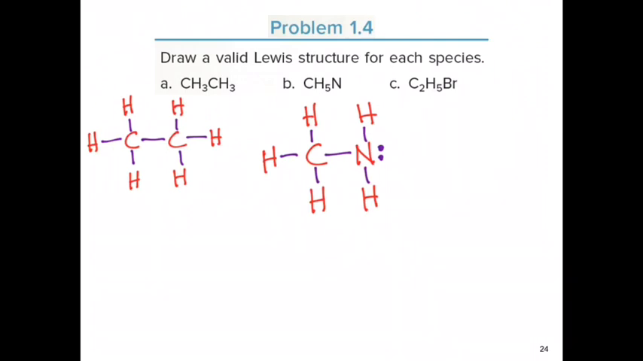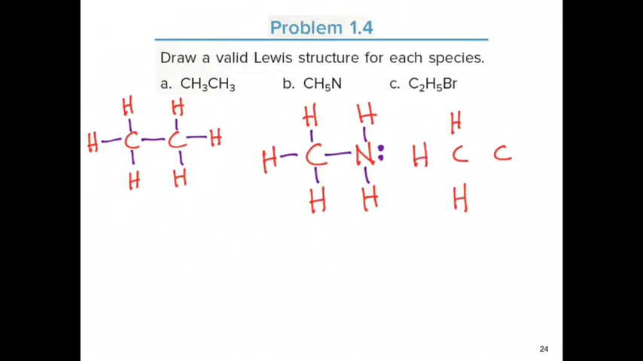for this compound. And the third one here is C2H5Br. So again, we're going to set the 2 carbon atoms as the central atoms. And then we're going to surround them with the terminal atoms. So both hydrogens and the halogens will always be terminal atoms. So we have hydrogen here, here, and here surrounding carbon.